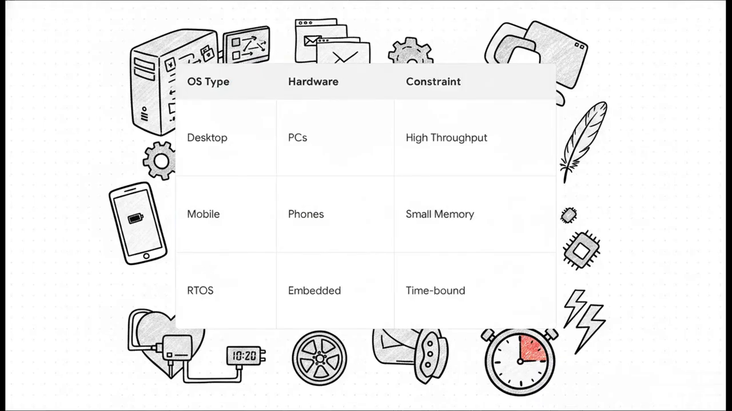Take a desktop OS like Windows or Mac OS. Its main focus is high throughput, managing dozens of heavy, complex tasks all at once. But a mobile OS on a smartphone? Totally different beast. It's highly constrained and has to be incredibly lightweight to function on a much smaller memory footprint. And then you have real-time OSs, the ones inside embedded systems like heart pacemakers or anti-lock car brakes. These operate under extreme, literal life or death constraints, where tasks absolutely must be completed within strict timeframes, no exceptions.